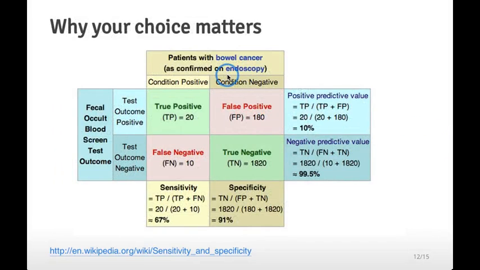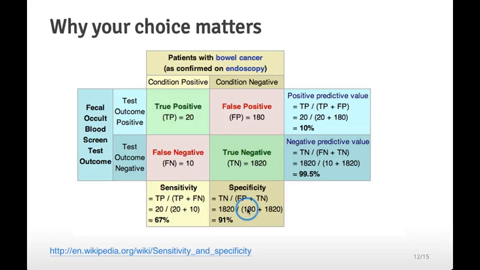So here's an example of why your choice matters. In this case, it's a screening test for patients with bowel cancer. It's called a fecal occult blood screen test. In this scenario, we collected some data, and we identified 20 individuals who we screened and said that they correctly had bowel cancer when they did have bowel cancer. We had 180 people who we actually told that they had cancer even though they did not. Then we had 10 people that we said did not have cancer, but they actually did, and 1,820 who were healthy and we said were healthy.